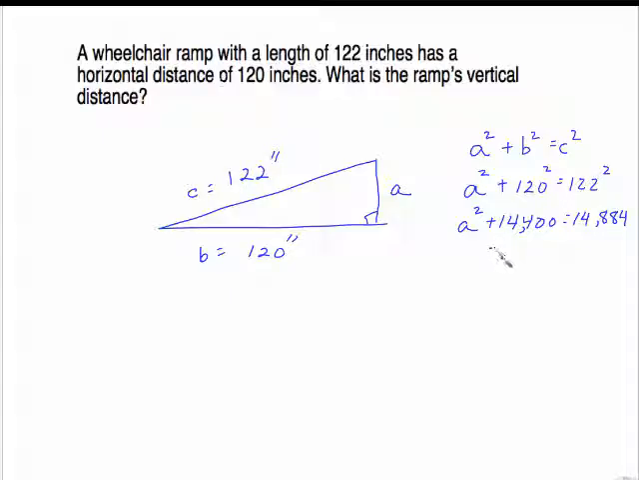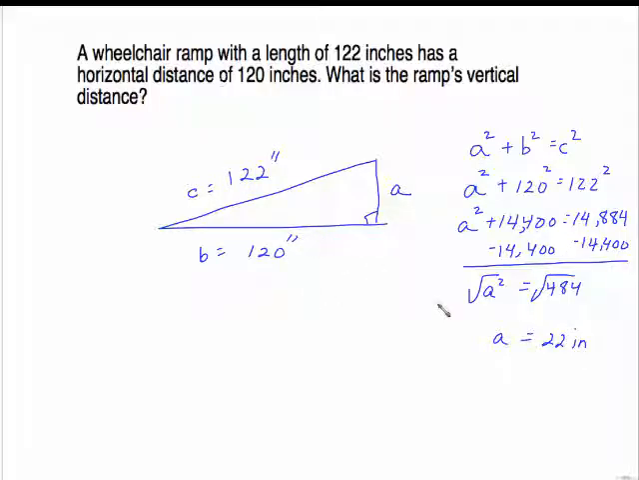To get the A squared alone, I must subtract 14,400 from both sides. We have A squared. What we get over here is 484. Take the square root of both sides, and A is 22, and it's inches, because that's the unit they gave us.